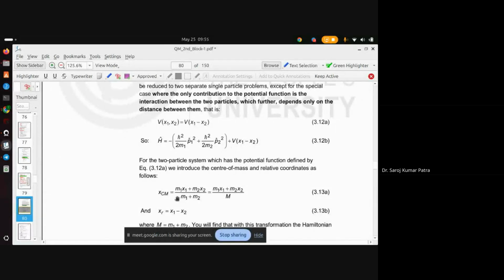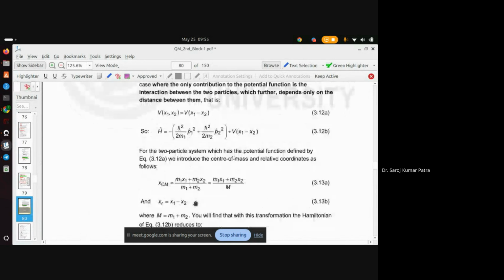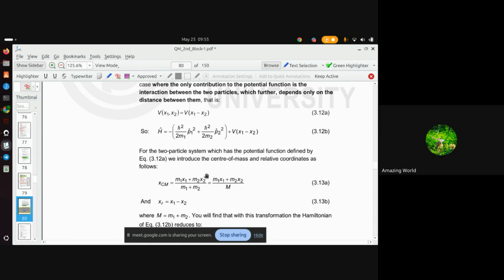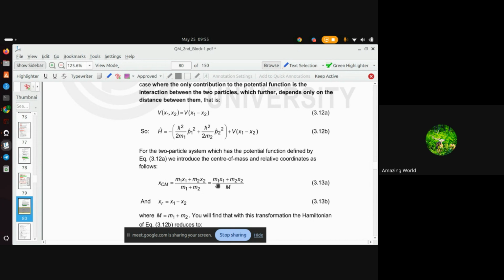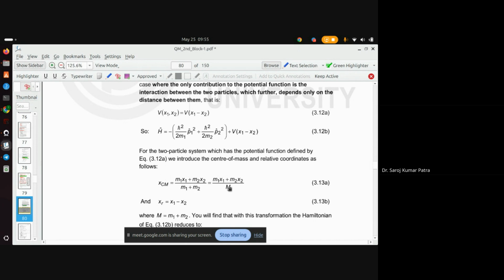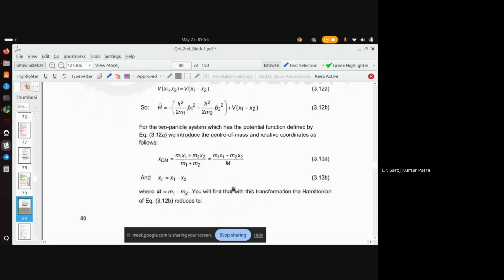So what we do, we take x1 minus x2 as a variable, which is xr, and we take another variable which is xcm, the center of mass. Xcm, the center of mass, is defined as, all of us know, right? If you have a two particle system, then it is m1 x1 plus m2 x2 by m1 plus m2, that is, summation mi xi by summation mi. This is how you find the center of mass. Yes, sir. So m1 plus m2 is capital M, which is the total mass.